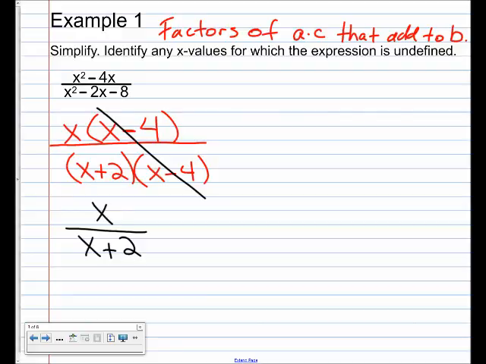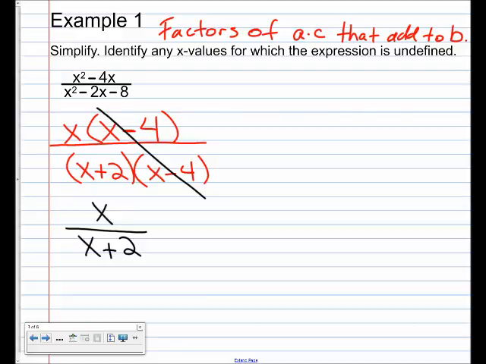Now that we've simplified, what does the second part of the example ask us to do? Identify any x value or ways the expression is undefined. Very good. So what does that mean we need to do? We need to figure out what values for x are going to make it undefined. So what makes it undefined? Dividing by 0. So you need to find what values for x make 0 where? In the denominator.